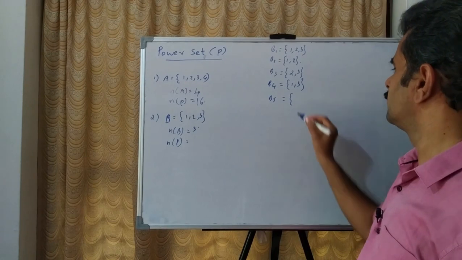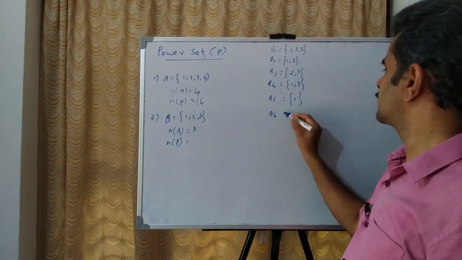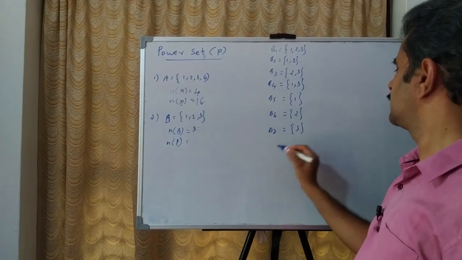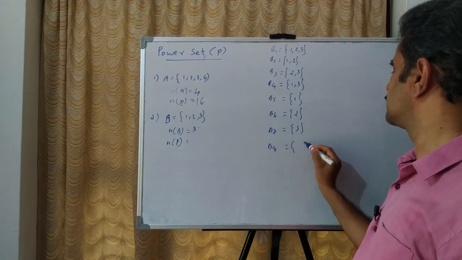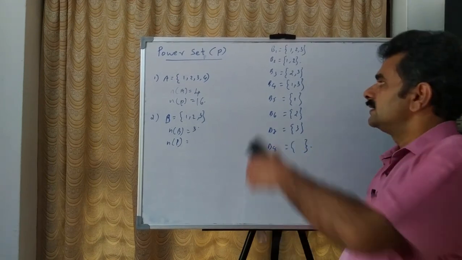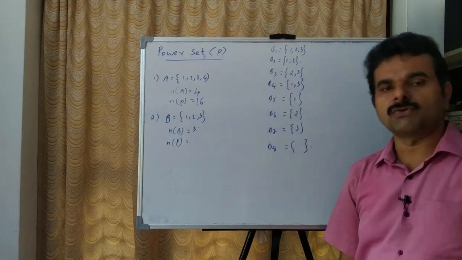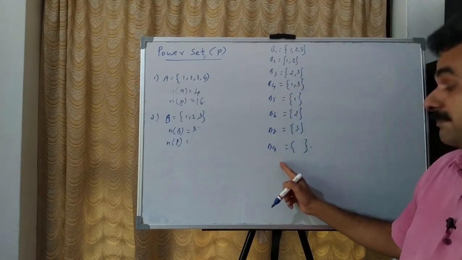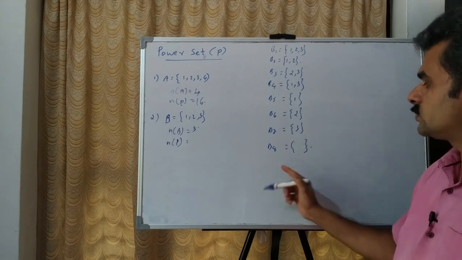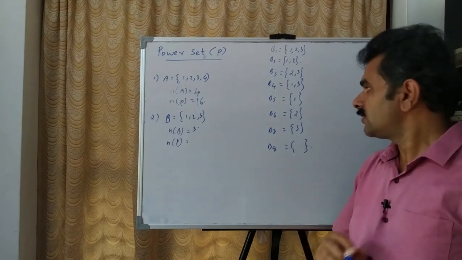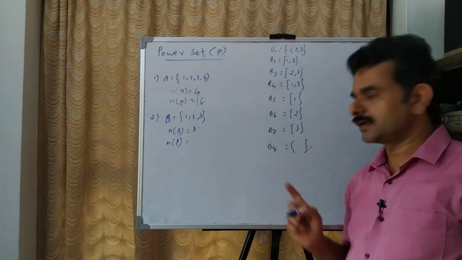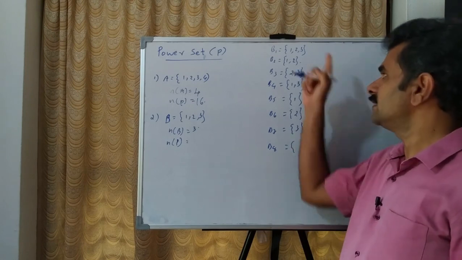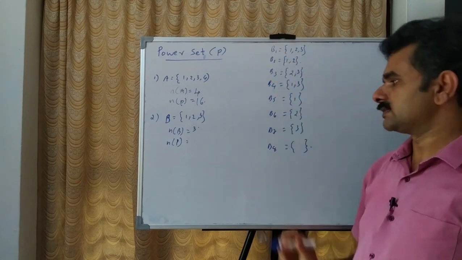B5 is equal to {1}, B6 is equal to {2}, B7 is equal to {3}, B8 is equal to the null set. So this is a complete list of all subsets. You can't find any other subset as B9. There is no other subset to write after B8. So I am listing out all the subsets here. There are 8 subsets here, in which one is the empty set and another one is an improper subset. So here it is 8.